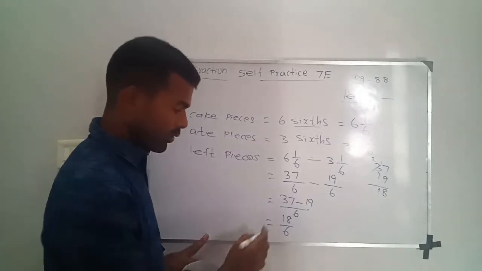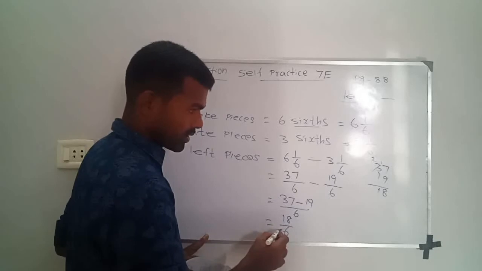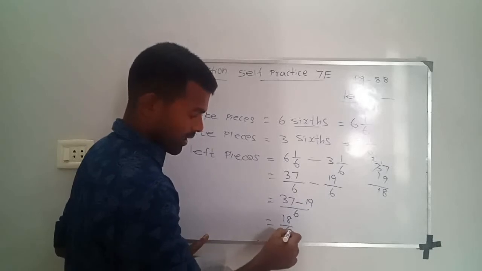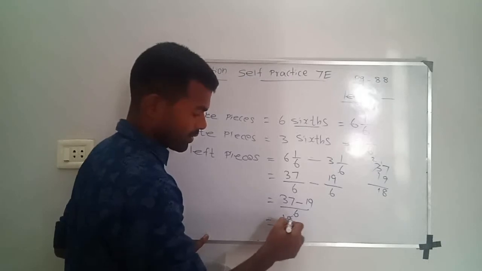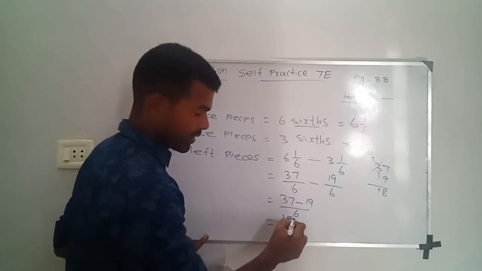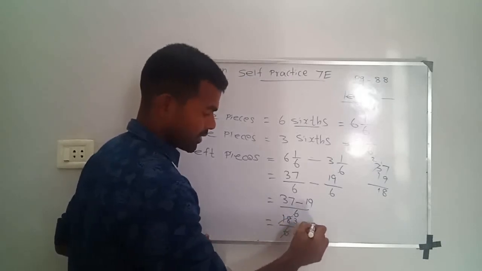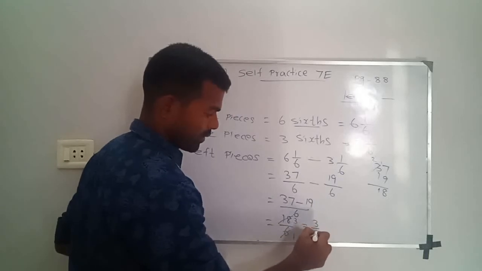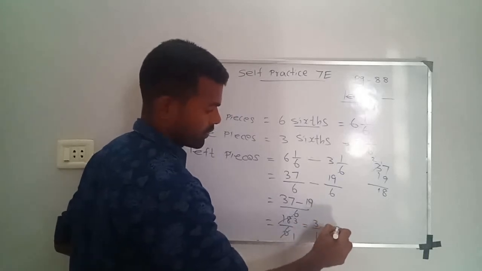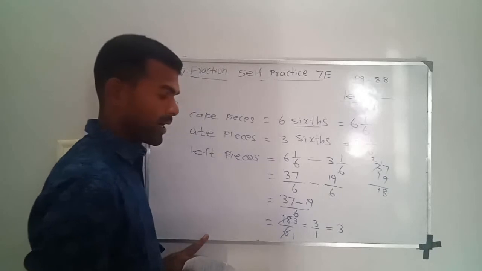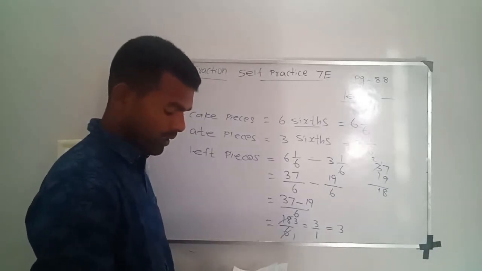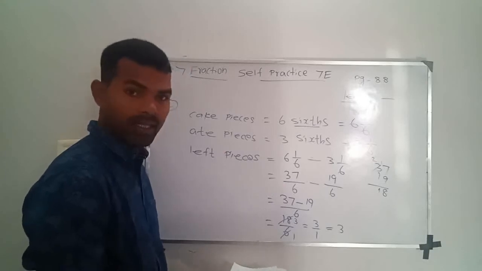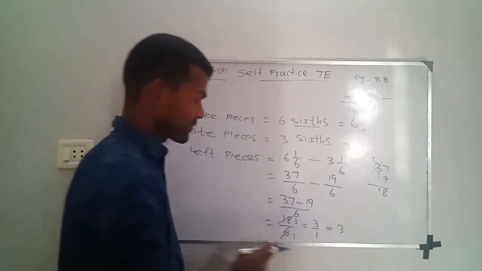Got it? Now see here, how many 6s are there in 18? 3 times 6 is 18. That is 3 by 1, which is equal to 3. So the answer is 3. Here there are only 3 pieces left. Got it? 3 pieces only left.